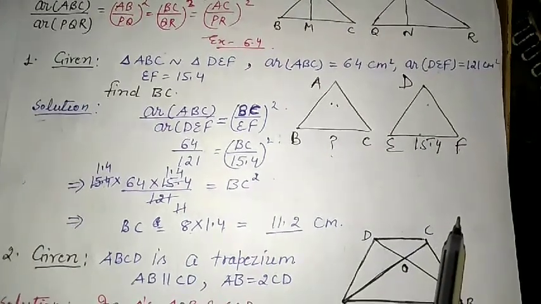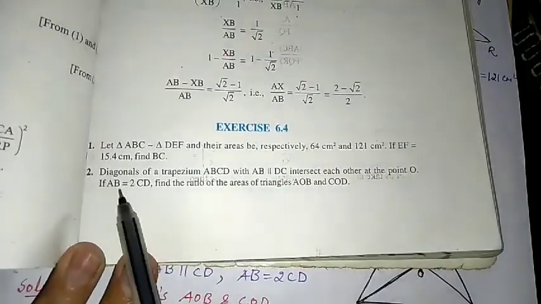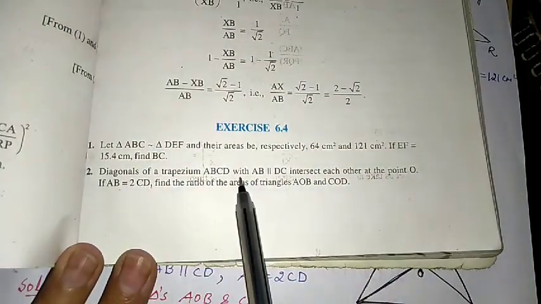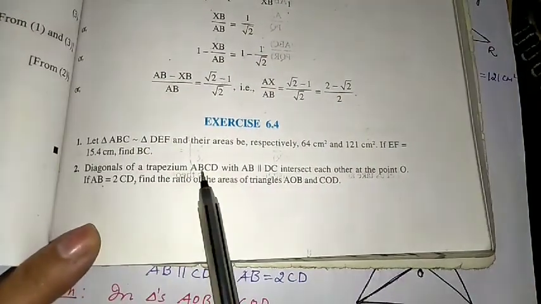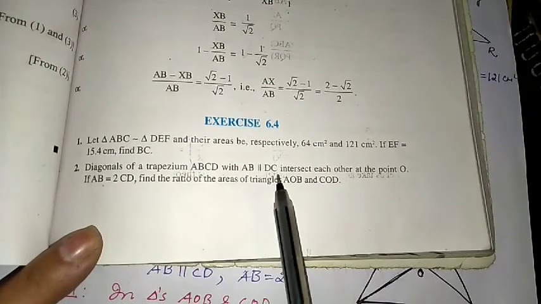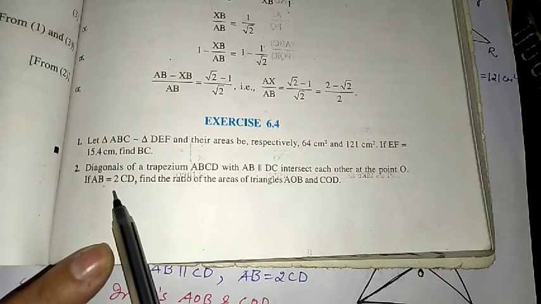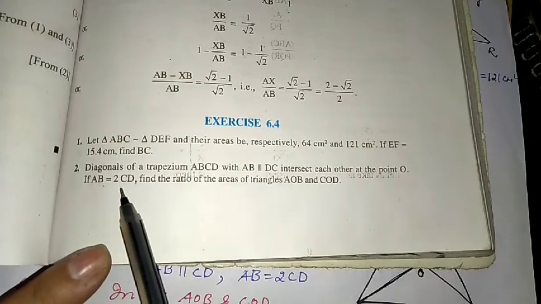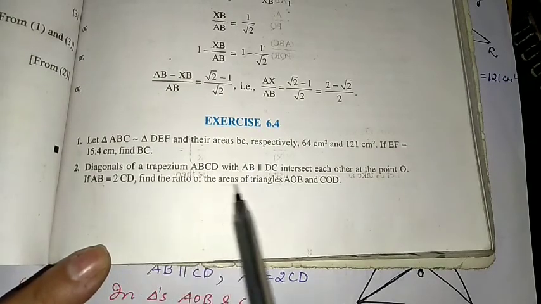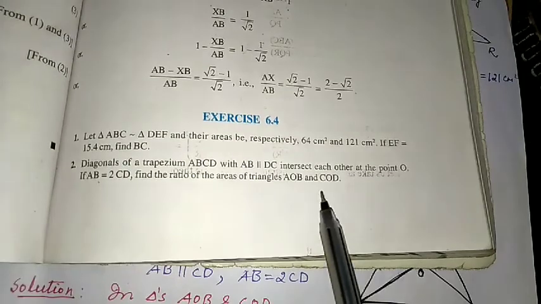Now we are going to take the second question. Second question is given here. Diagonals of a trapezium ABCD, where AB is parallel to DC, intersect each other at the point O. It is also given one condition here, AB is equal to twice CD. Find the ratio of the areas of triangle AOB and COD.